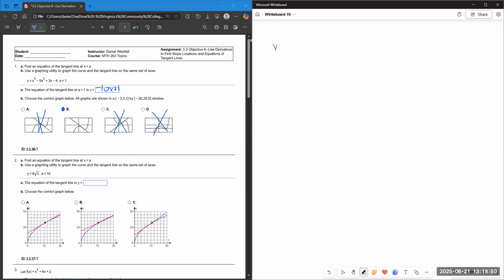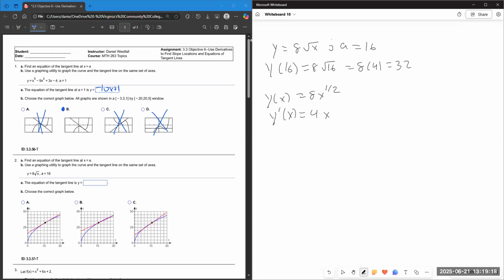All right, y is equal to 8 root x, and a is equal to 16, so y of 16 is equal to 8 root 16, which is 8 times 4, which is 32. We're going to write y of x is equal to 8x to the 1/2 to find its derivative. y prime of x is 4x to the -1/2, or 4 over the square root of x. y prime of 16 is 4 over root 16, which is 4 over 4, which is 1.